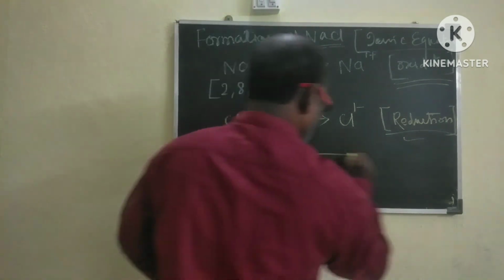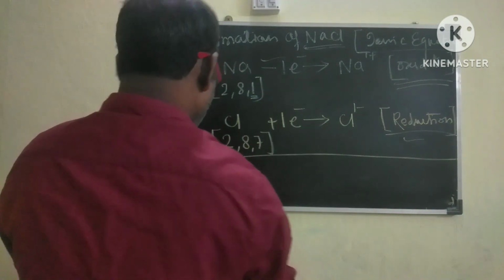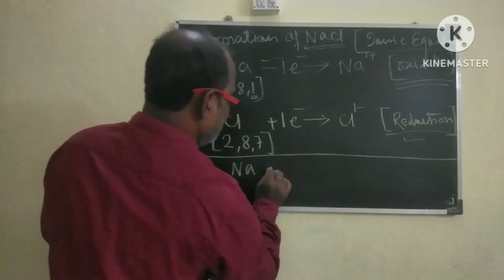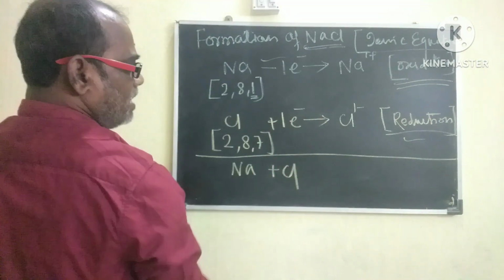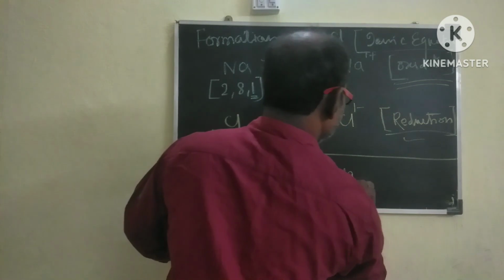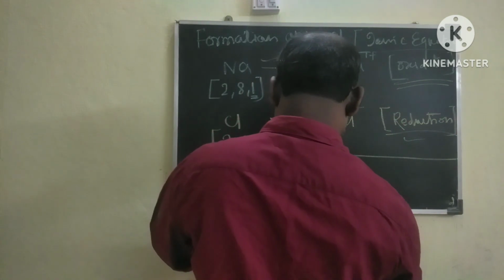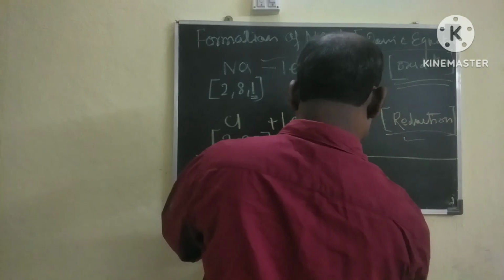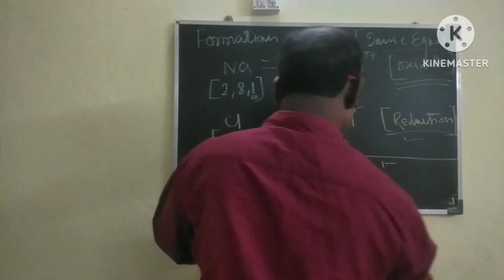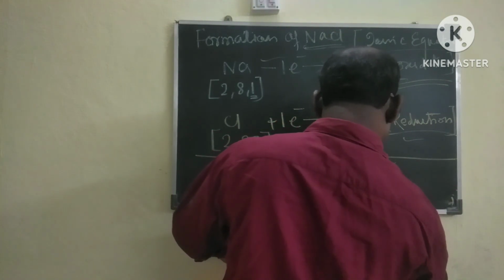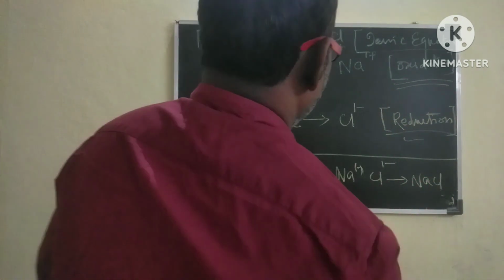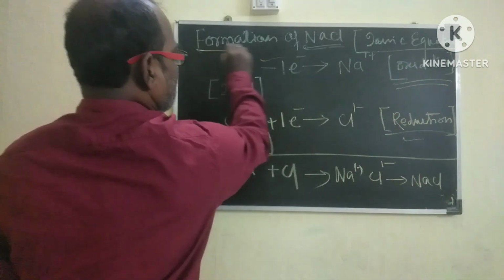Now, if you add up these two, you get Na plus Cl. We are just adding on the left hand side, which will give you Na plus and Cl minus. This is the formation, that means finally we get sodium chloride. So this is the ionic equation of formation of sodium chloride.